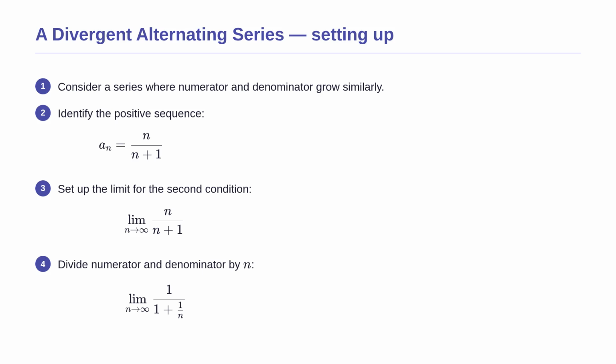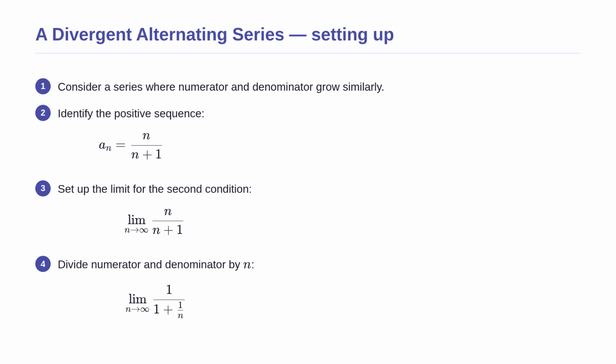We are given a series where the numerator and denominator grow at similar rates. Our strategy remains exactly the same. We first extract the positive portion of the series, ignoring the sign flipping mechanism, giving us n divided by n plus 1. We will jump straight to testing the second condition, paying special attention to the limit as the index approaches infinity.